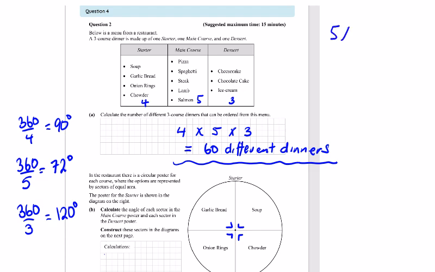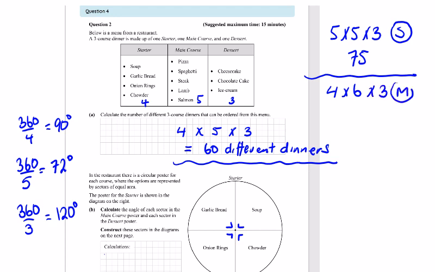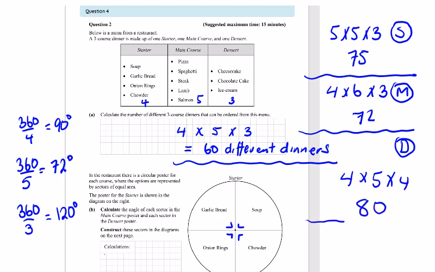Well, what about if we add a starter? It's 5 by 5 by 3. Just write down, this is if you add a starter, 25 threes, we'd have 75 different dinners. If we add a main, it would be 4 by 6 by 3. This is if we add a main. 24 threes or 72. And if we add a dessert, it will be 4 by 5 by 4, which would be 80. 20 by 4, 80 different dinners. So to get the most amount of different 3-course meals, she would add a dessert, and your reasoning is the maths behind the answer.